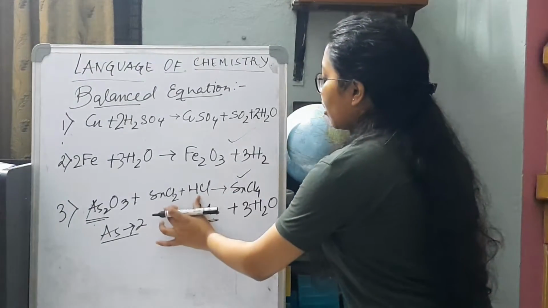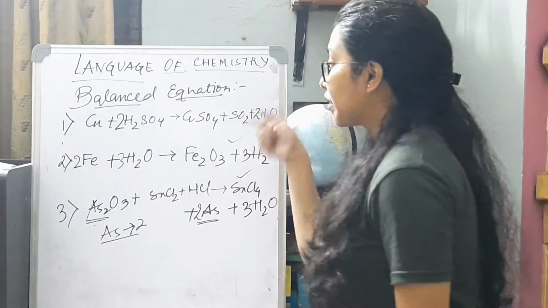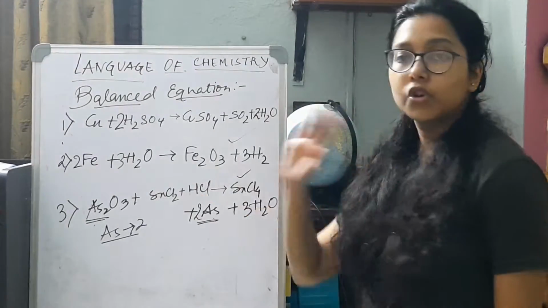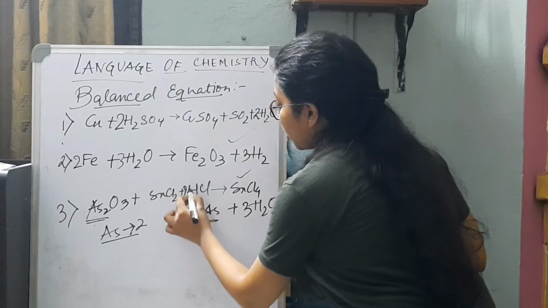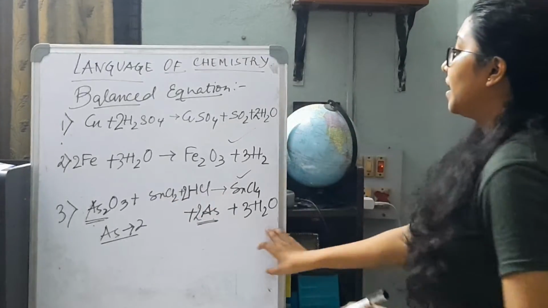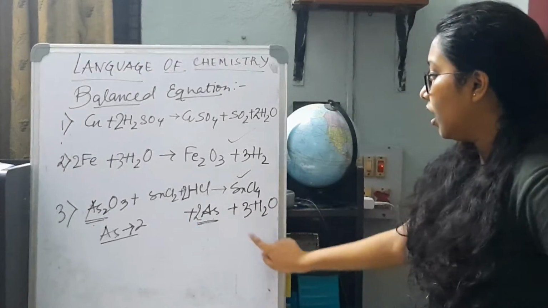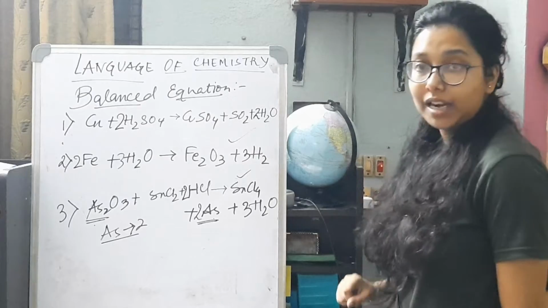Chlorine is 3 on this side, 4 on this side. What to do? We can actually turn the odd part even. This is even, no issue. This is odd, multiplying it by 2, right? But now we observe that 2 hydrogen is there and 6 hydrogen is there. So we have to keep that in mind as well.